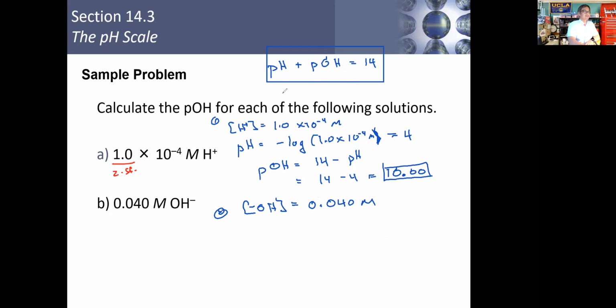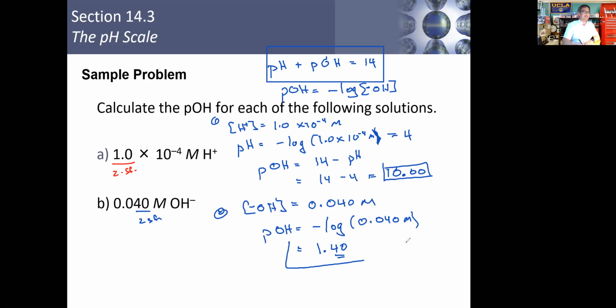To get the pOH, the p is basically telling us to take the negative log of whatever follows it, which is the hydroxide ion concentration. So we just need to get the negative log of 0.040 molar. Plugging that in, and making sure we have the correct number of decimal places: if we have 2 significant figures here, our final answer must have 2 decimal places, which gives us 1.40. There are the 2 decimal places, giving a total of 3 significant figures.